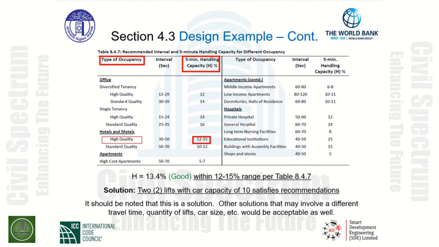Therefore, our solution is for 2 lifts with a car capacity of 10 would satisfy the recommendations in the code. It should be noted that this is a solution. Other solutions that may involve a different travel time, quantity of lifts, car size, etc., would be acceptable as well.